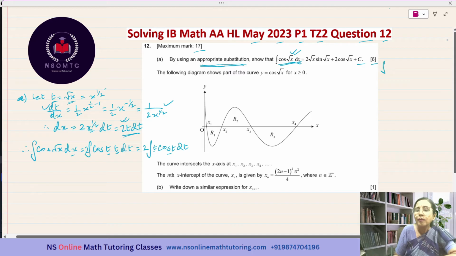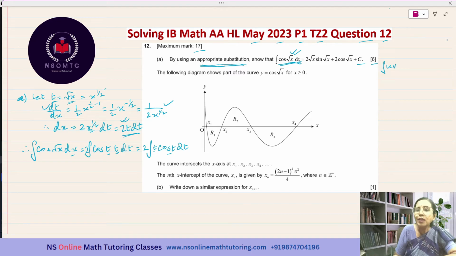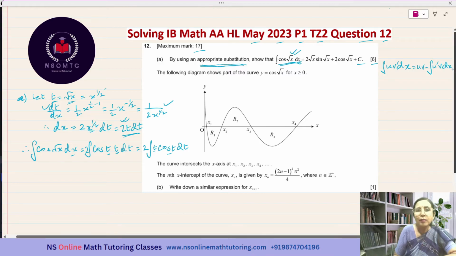It is the integration of u v dash dx, written with respect to x, and this is given in your formula booklet as well. So the integration of u times v dash with respect to x is equal to u times v minus the integral of u dash times v with respect to x. Which one is u and which one is v dash? In order to select u, the first function, we will be using ILATE.